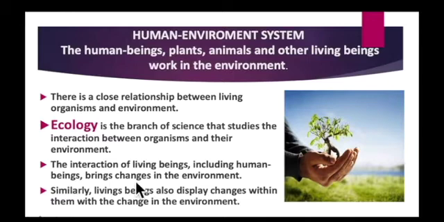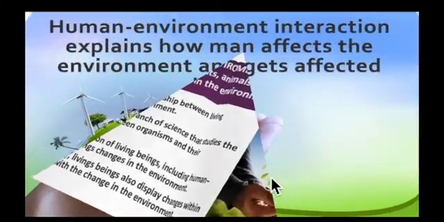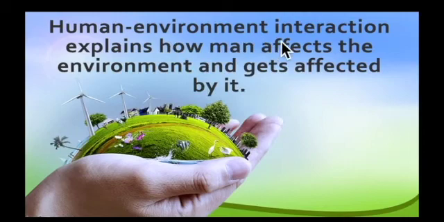Hey students, the interaction of living beings, including human beings, brings changes in the environment. Similarly, living beings, including human beings, also display changes within them with the change in the environment. So it means human environment interaction explains how man affects the environment, and in return how man gets affected by it. Students, this chapter is based on this human environment interaction, what humans did or do with the environment and in turn how they get affected by it.